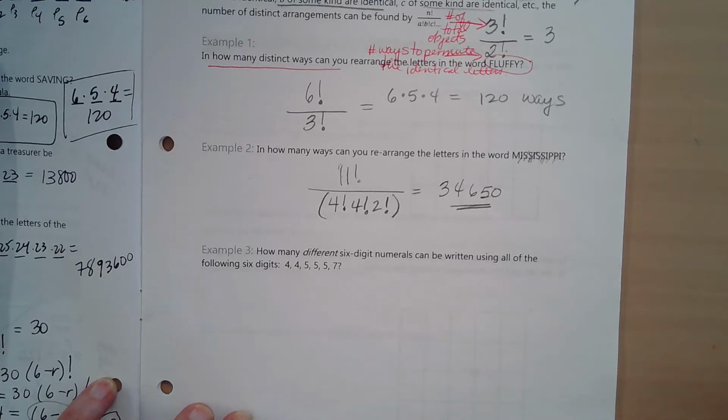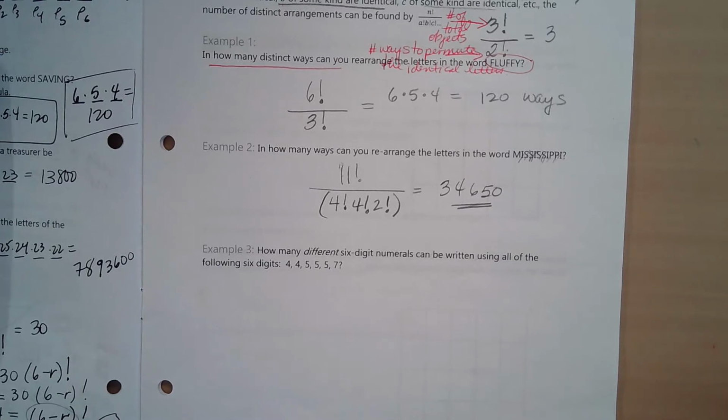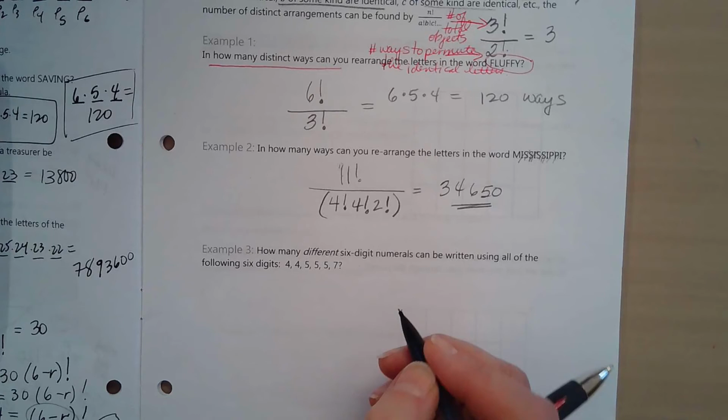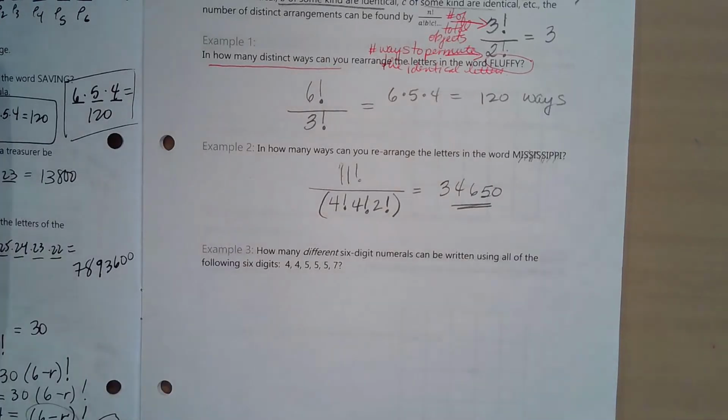Okay, it can work with numbers too. How many different 6-digit numerals or PIN codes could be written using all of the following 6 digits? You got a 4, a 4, 5, 5, 5, 7. I'll give you a sec.